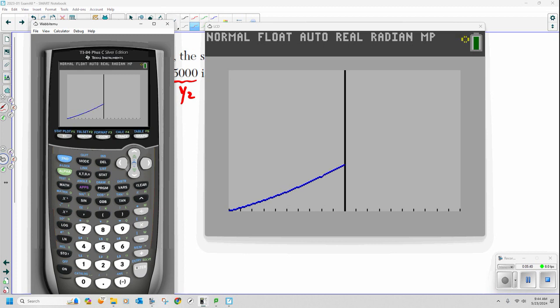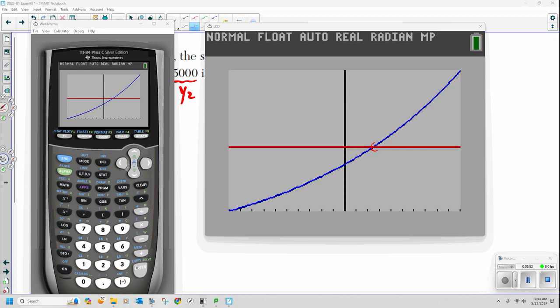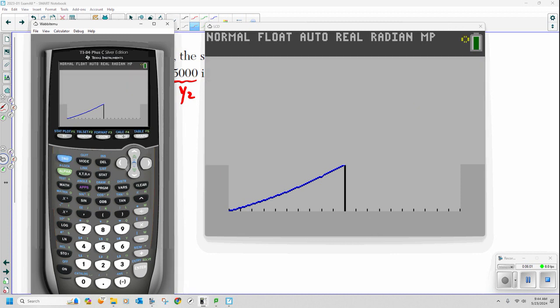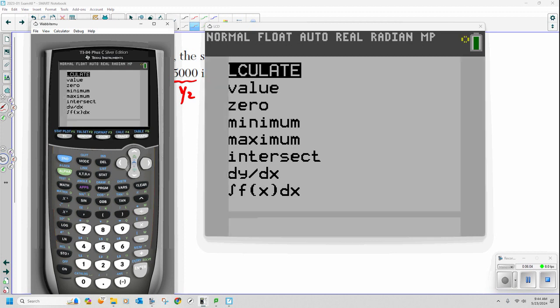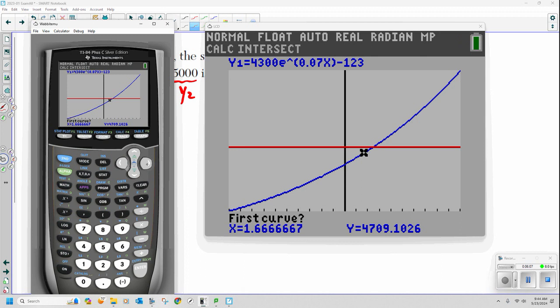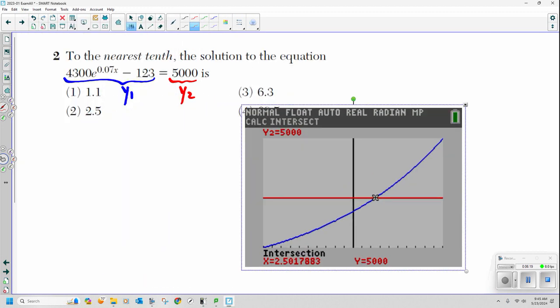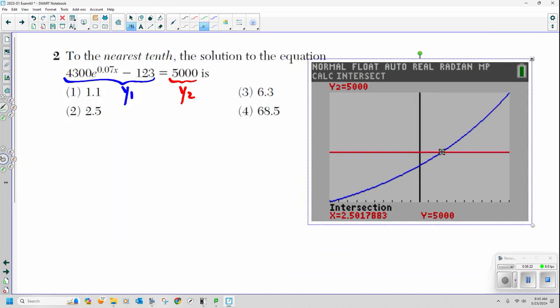Here's our first equation, that's in y1. And let's see where 5,000 is. Hopefully, there it is. Boom. If I want to see where they're equal, I'm only going to try to find the points of intersection on the x-axis. So I'm going to go to second, trace, and pick intersect. I get close to the intersection point, and I hit enter 3 times. 1, 2, 3. And look at the bottom left of the screen. x is 2.5017. This is my answer.